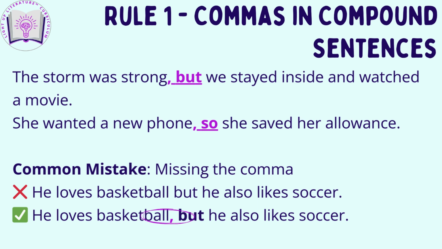Now we can see in our fix-our-mistakes, he loves basketball but he also likes soccer. Well, what we've created there is a comma splice. We don't have our comma before our conjunction, so we need to add that.